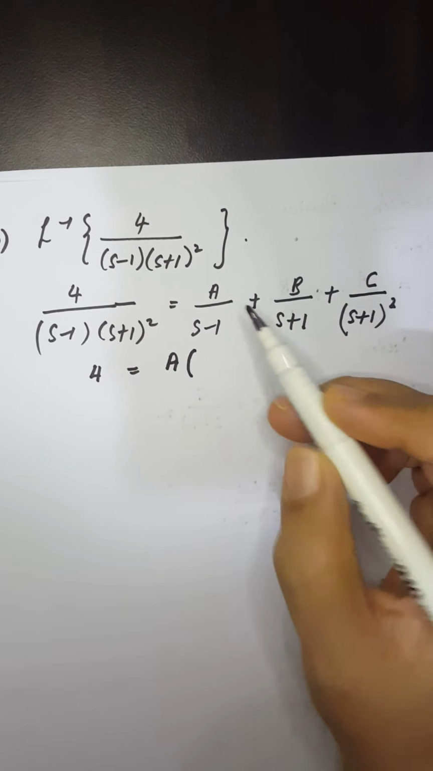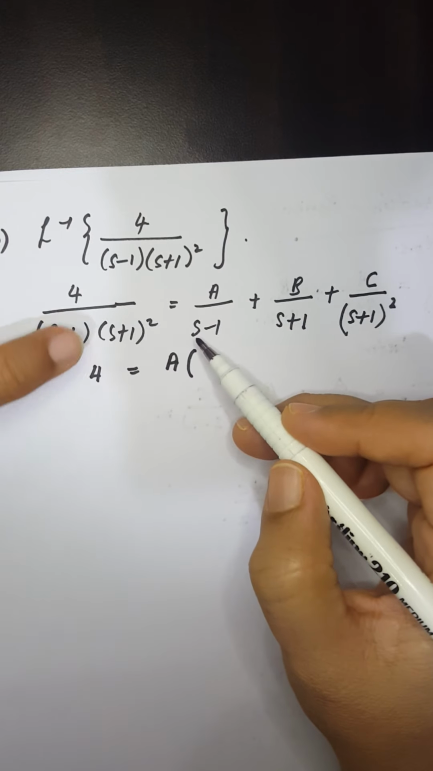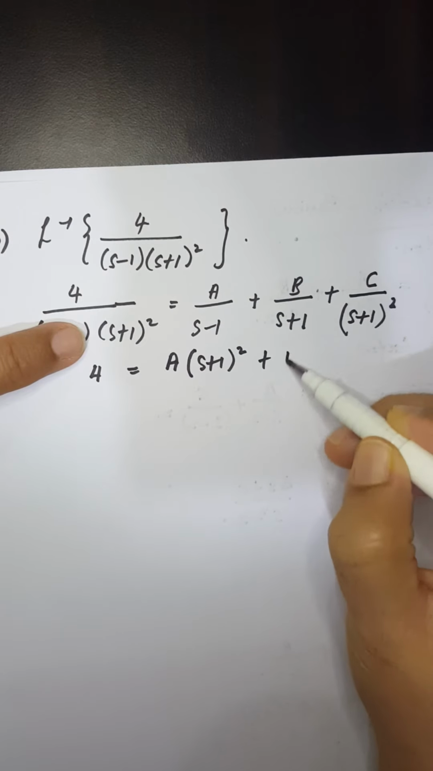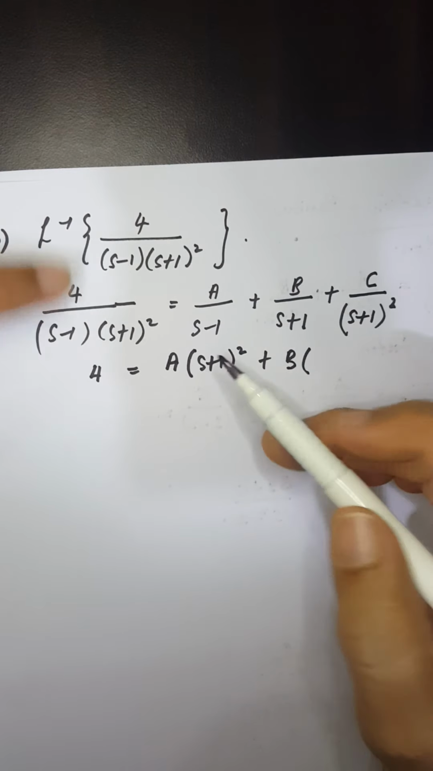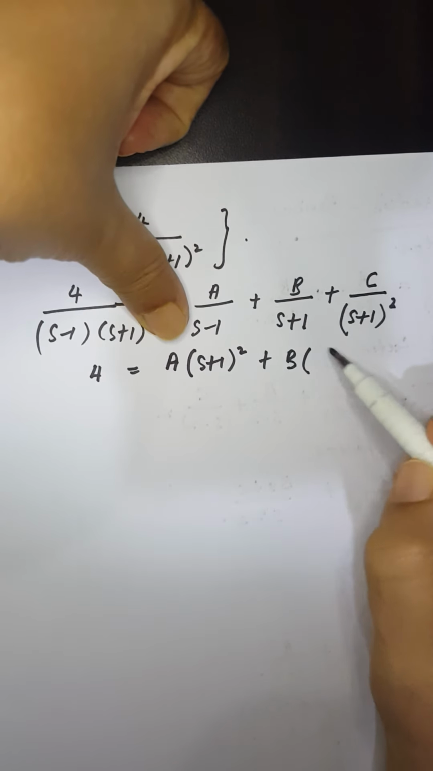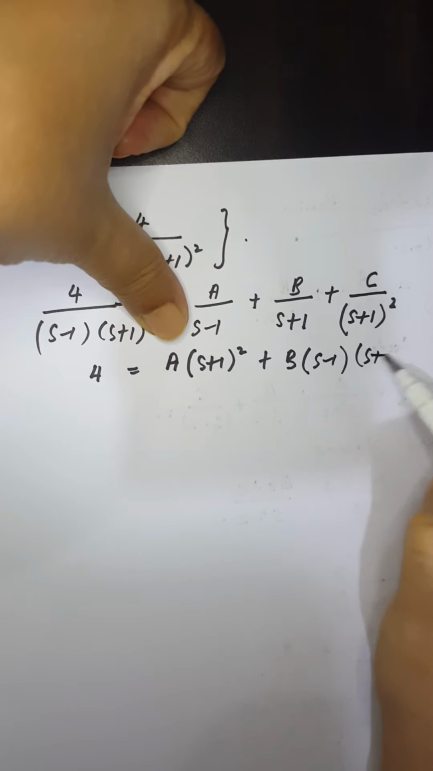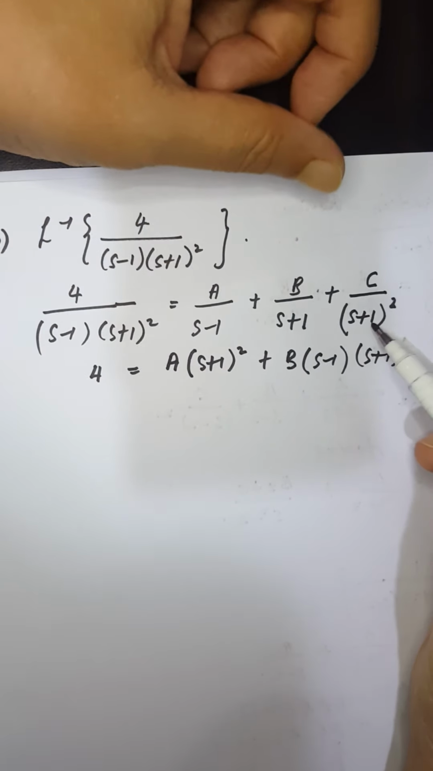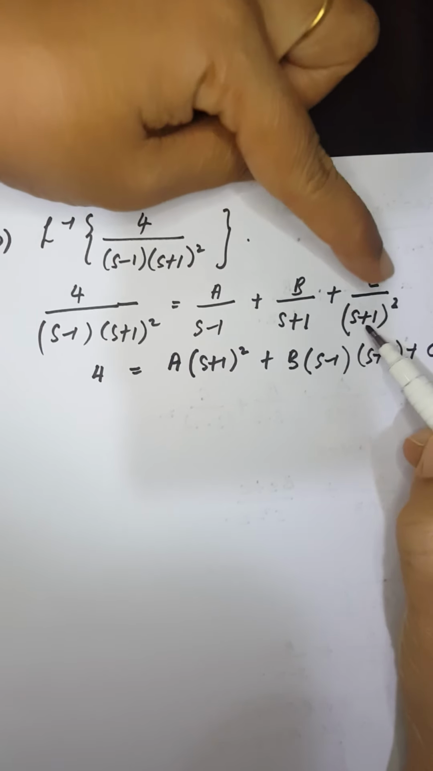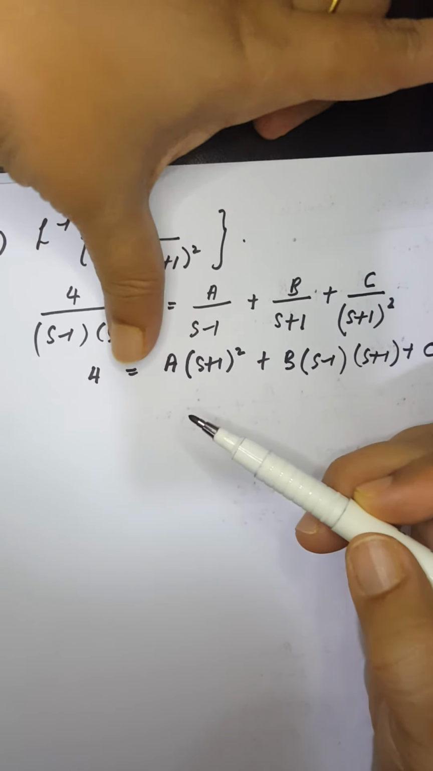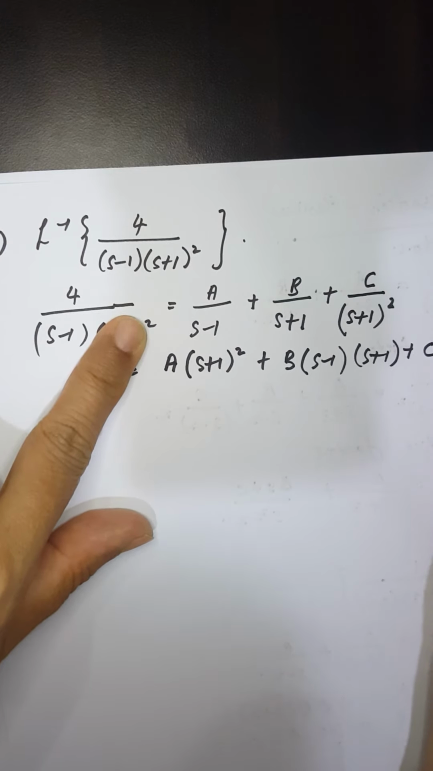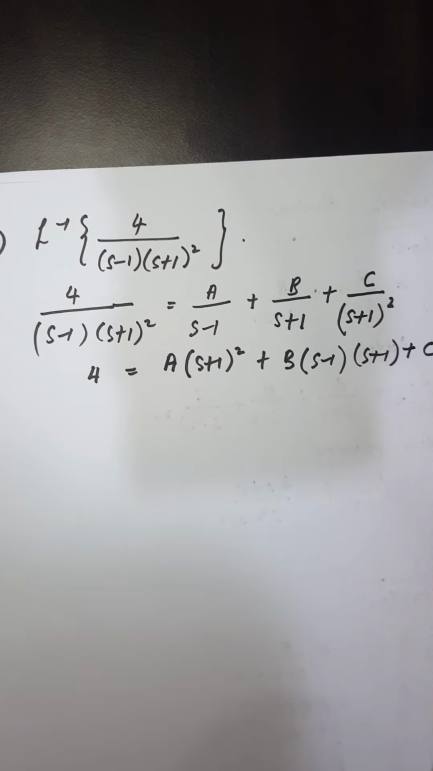So now for A, cover s minus 1, multiplied by (s plus 1) squared. B is multiplied by s plus 1, we already have s plus 1 over here, so we cover one of the s plus 1, left with (s minus 1)(s plus 1). And for C, multiplied by covering (s plus 1) squared, left with s minus 1, like that.